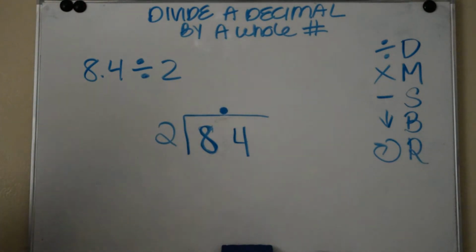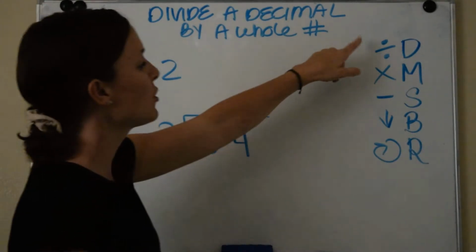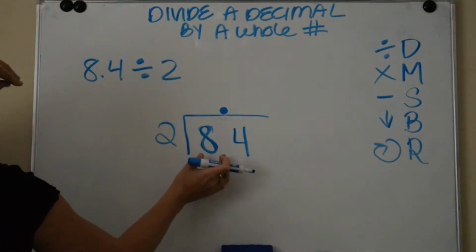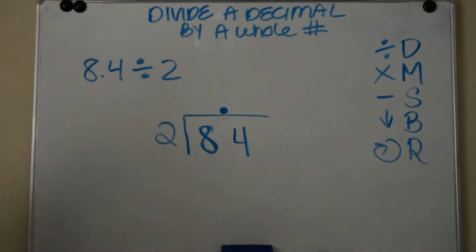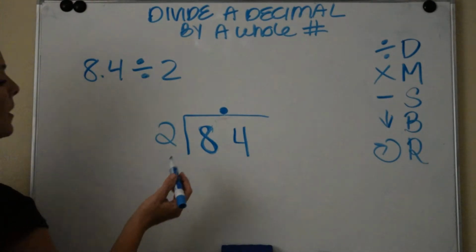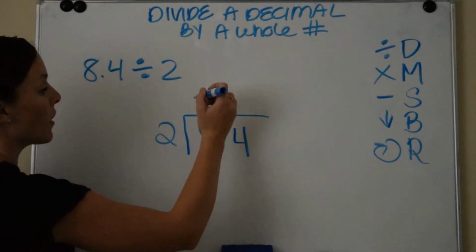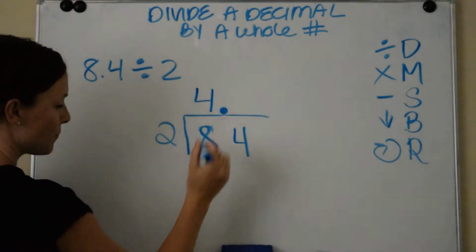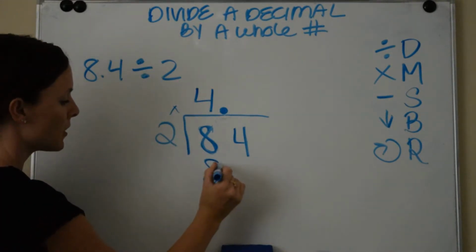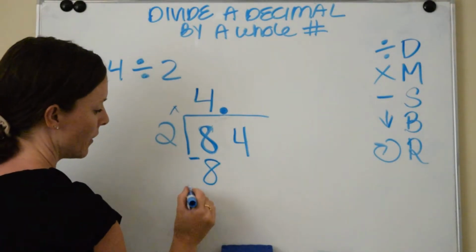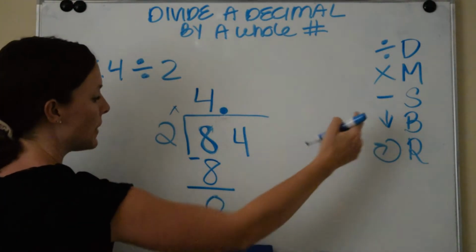Okay, so let's go ahead and do our steps. Our first step is to divide. I'm going to start with the first digit and see if 2 can fit into it. I know 2 can fit into an 8 evenly 4 times because 8 divided by 2 is 4. So I place my 4, and then I multiply: 4 times 2 is 8. Then I subtract: 8 minus 8 is 0. And then I bring down.